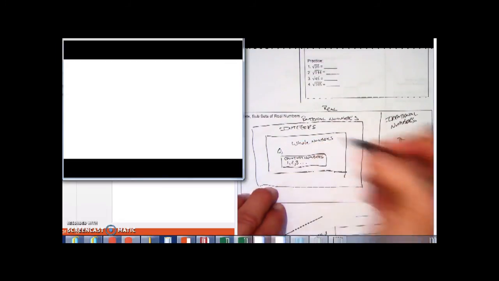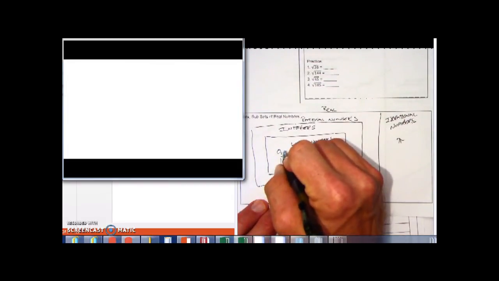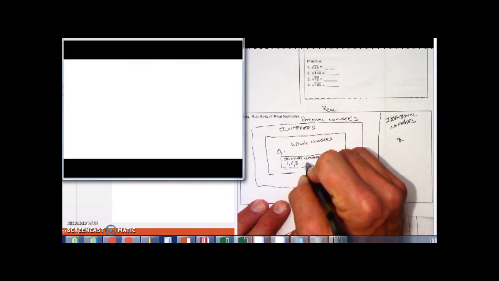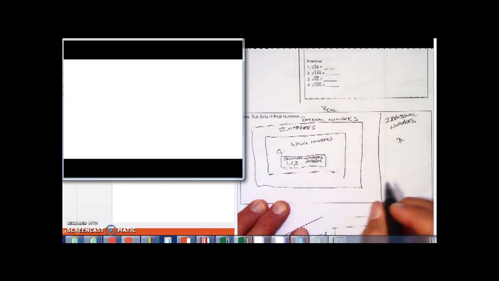What the whole numbers only add is one little thing. What is it? 0. Because you can't count 0 of something. It represents nothingness, but it's not a counting number. It's not a natural number. Counting numbers. Oh, I need to write natural. How am I doing right there? Can you all see that okay?